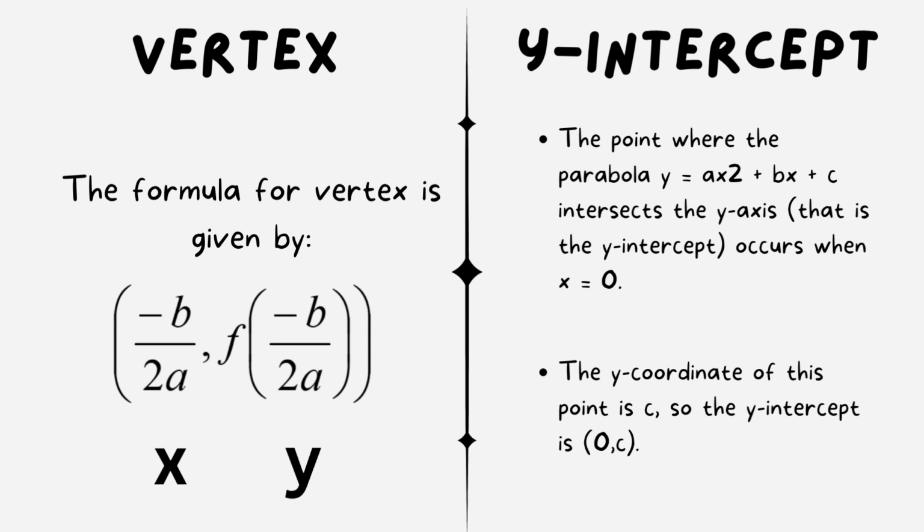What is the y-intercept? The y-intercept is the point where the parabola y equals ax² plus bx plus c intersects the y-axis. That is, the y-intercept occurs when x is equal to 0. The y-coordinate of this point is c, so the y-intercept is (0, c).